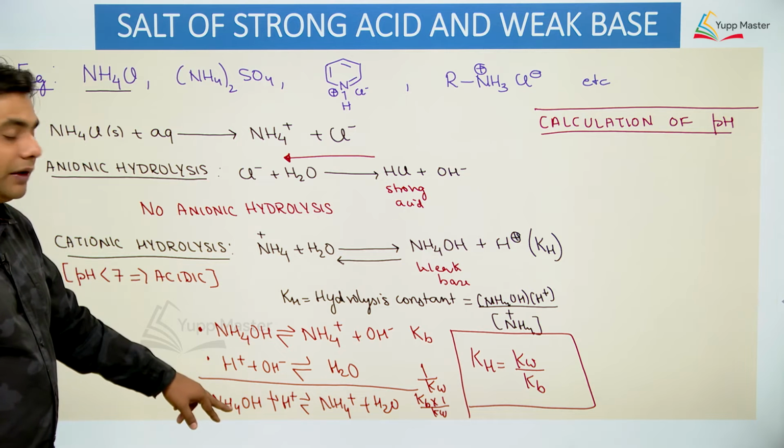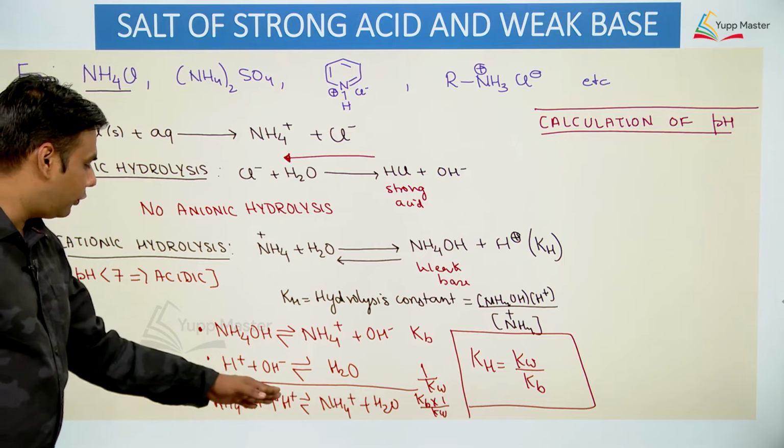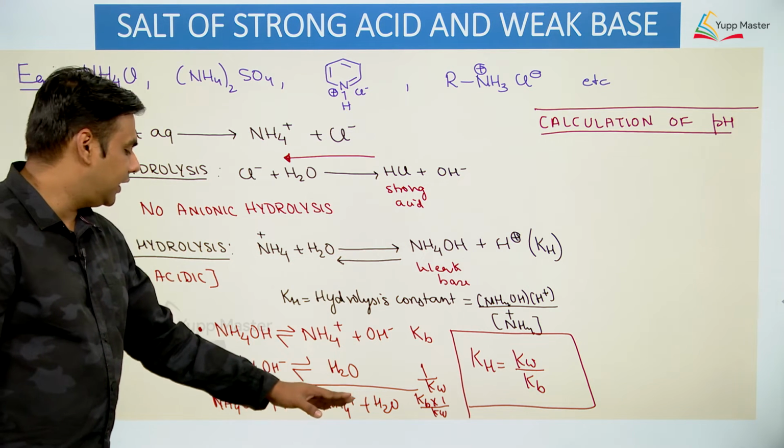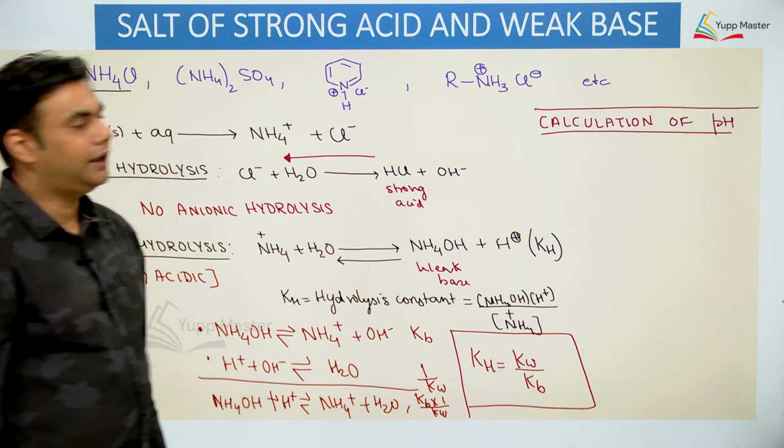Now this reaction is the complete reverse of this. If you reverse this, it is NH4 plus water forming NH4OH plus H plus. So this is the reaction. So basically the equilibrium constant would be the reciprocal of this. So that is Kw upon Kb, right.